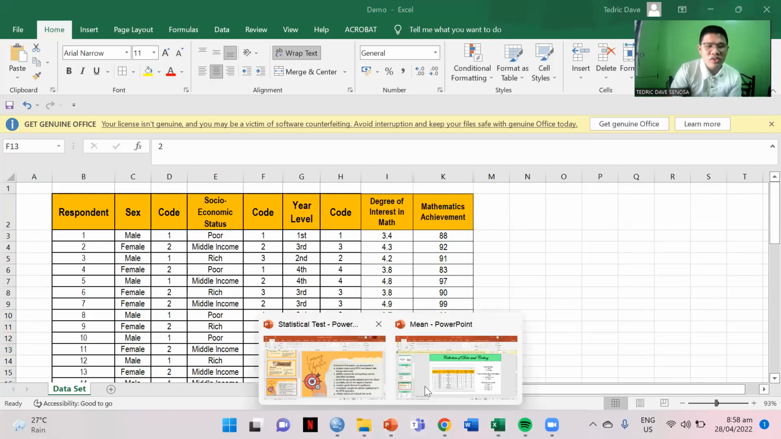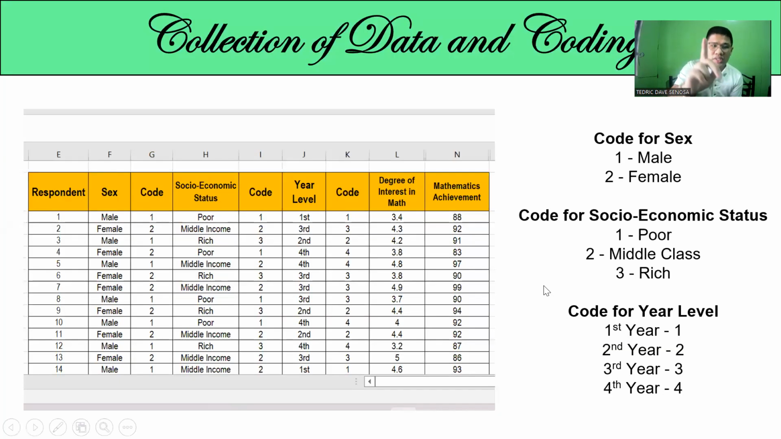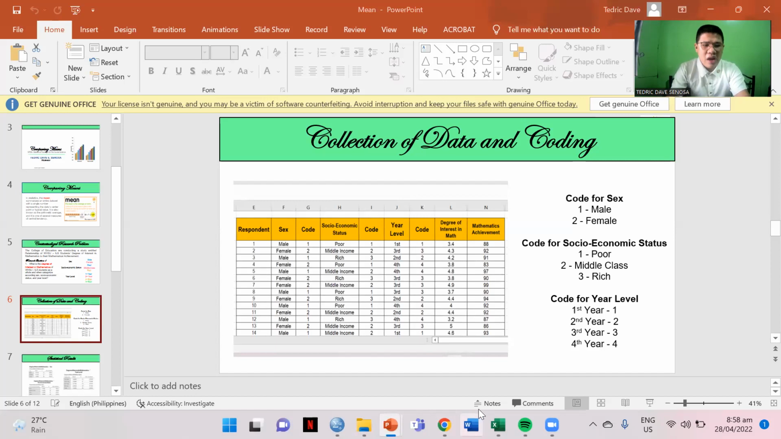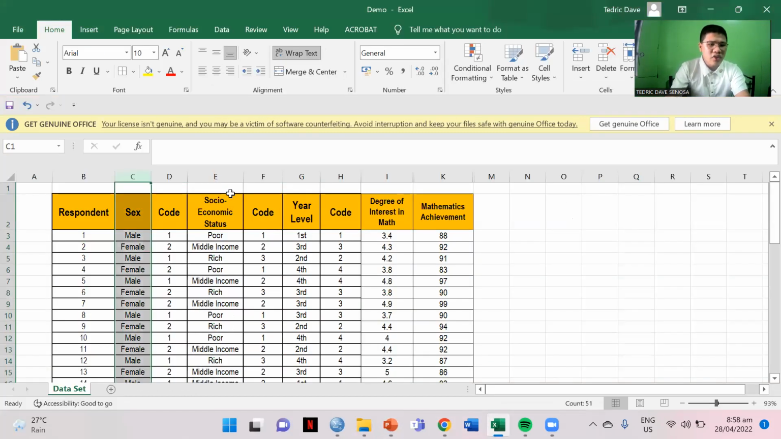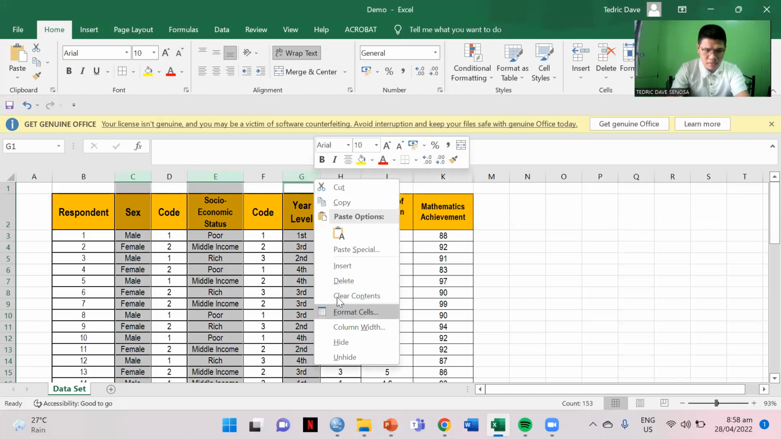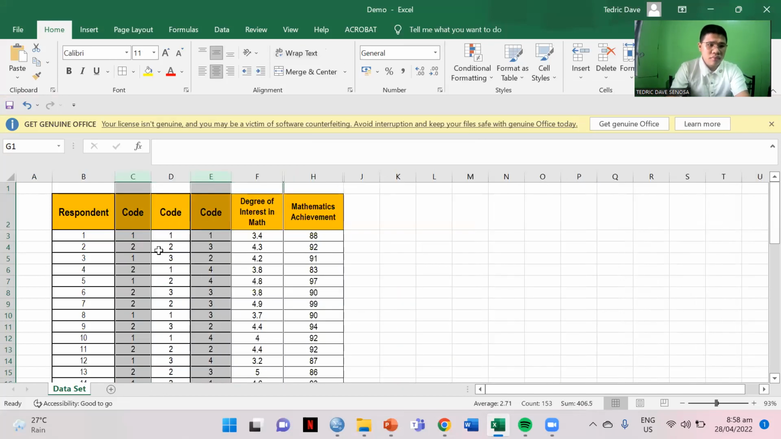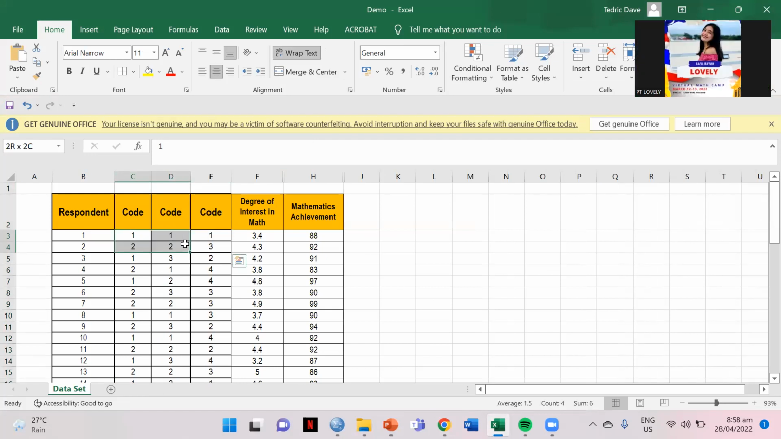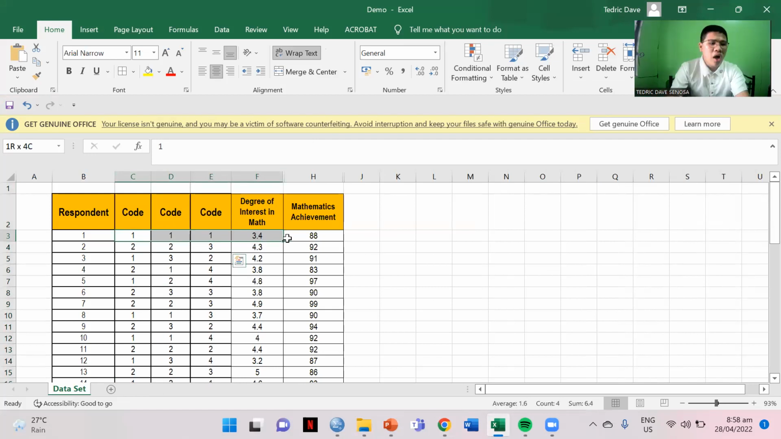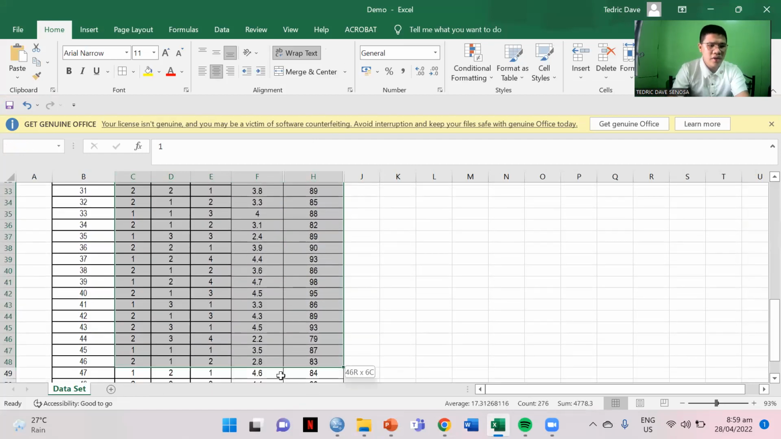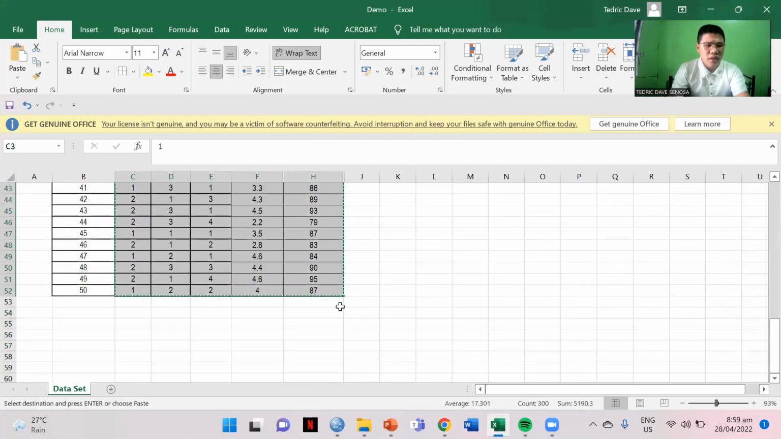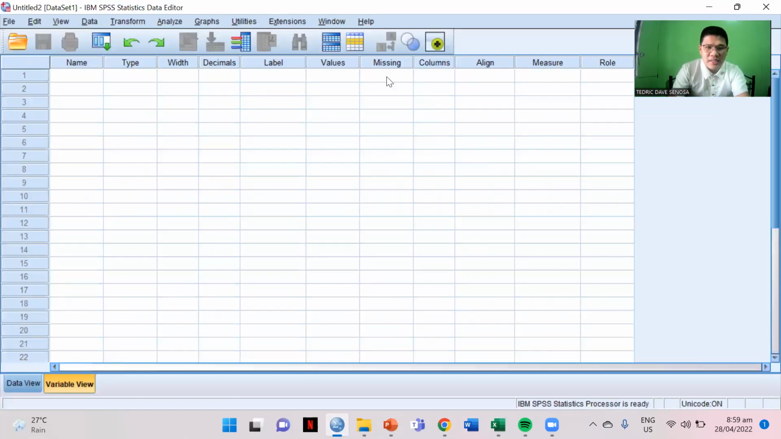So now we will go back to the presentation. Since we have coded and collected the data already, now we need to start the SPSS processing. So this is how you do it. You delete all of this, and then copy and paste your codes, the degree of interest, and the mathematics achievement here. After that, you open your SPSS.